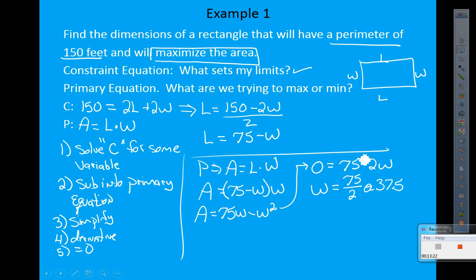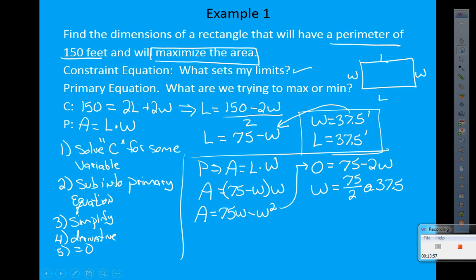So now what do you have? Come back up and look now. That means my width is going to be 37.5, and it looks like my units are feet. To get your length, take 37.5 and plug it right back into your L equation. So 75 minus 37.5 is 37.5. So the dimensions of my rectangle that will have a perimeter of 150 but maximize the area is going to be a square with dimensions 37.5 by 37.5.